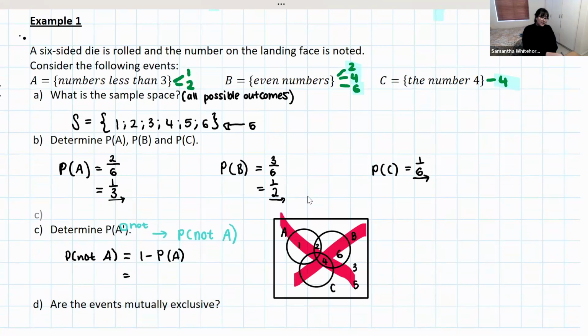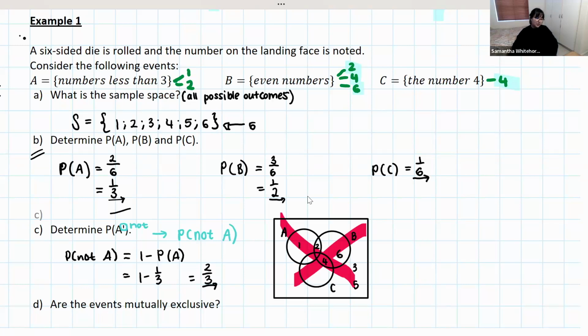Now we have already in question B worked out what the probability of A is. So we would say 1 minus a third, which equals 2/3. So the probability of getting anything except A is 2/3.